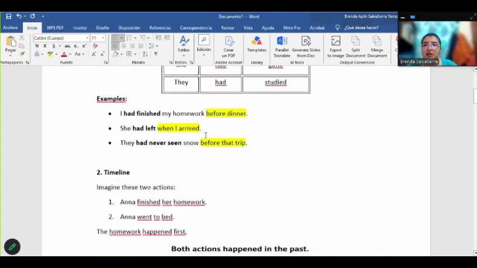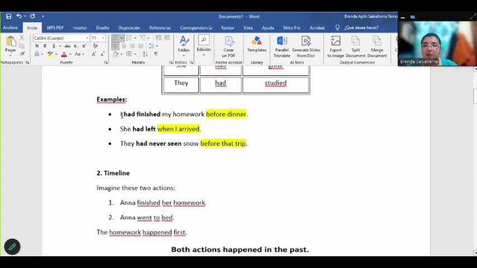Okay, so the part written in black, stronger black. Sorry, I forgot the word. In bold. I'm sorry. In bold, it means that this action happened first, before the part that is in yellow.